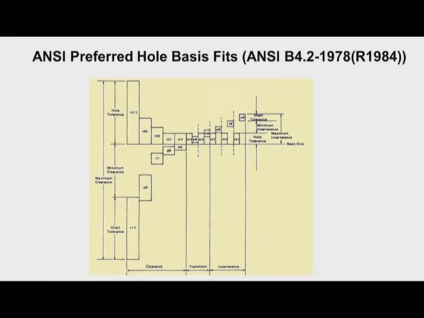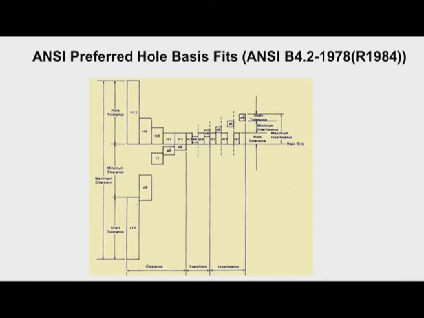So here we can see some of the preferred hole basis fits as per American standard B 4.2. Now you can see here we have the basic hole, that is H11, H9, H8, like this. We have taken the basic hole wherein the deviation is 0. That means the lower limit of the hole will be equal to the basic size.